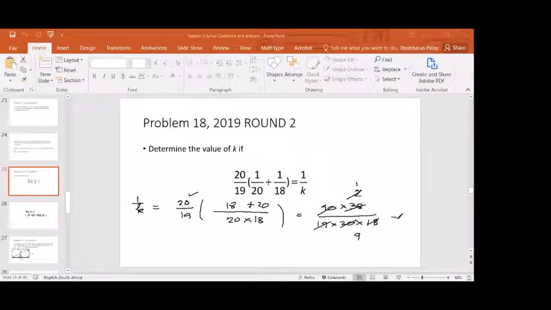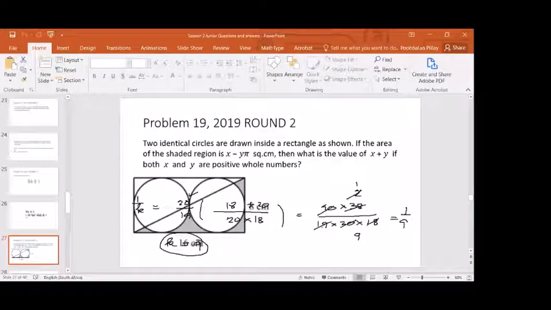And this becomes 1 over 9. No need to multiply all these big numbers. Fractions do the work for you. So 1 over k equals 1 over 9. So k is 9. So that's the answer to that problem. Right? k equals 9. I won't ask how many of you have got this, because I'm sure a fairly large number of you have solved this problem. Okay, I want to go on to problem number 19 now.